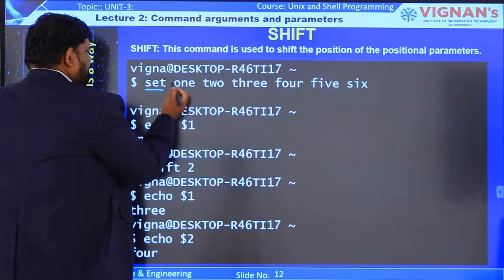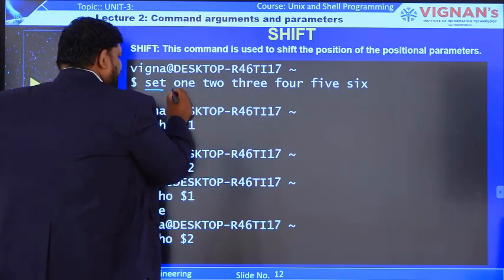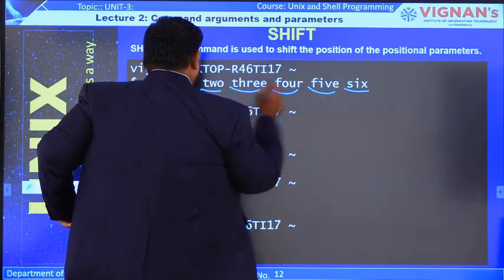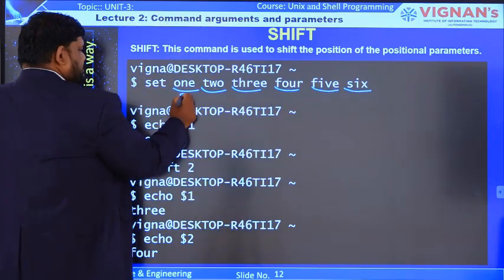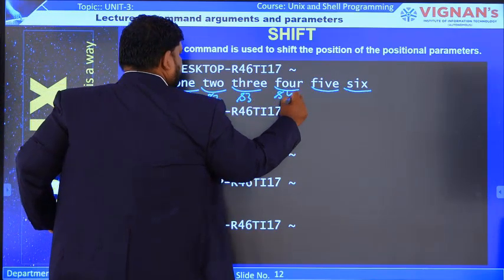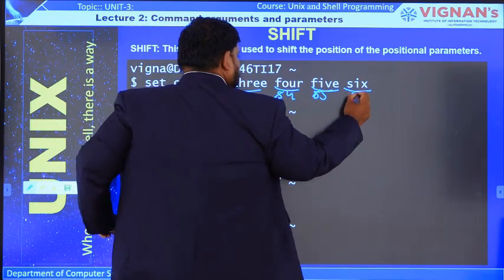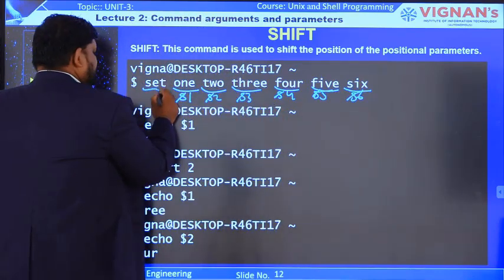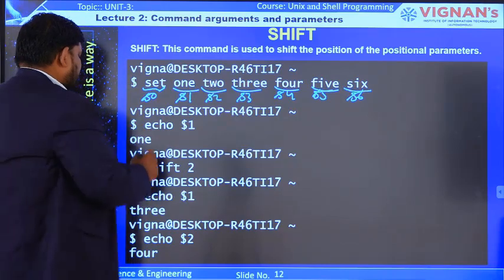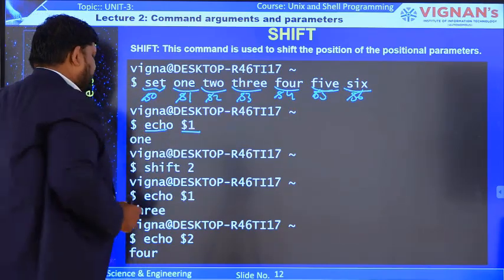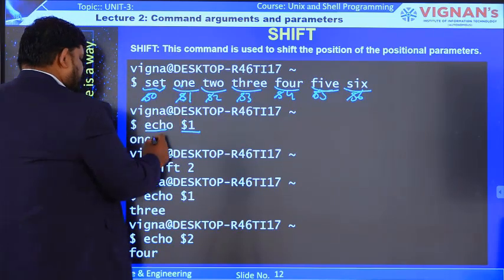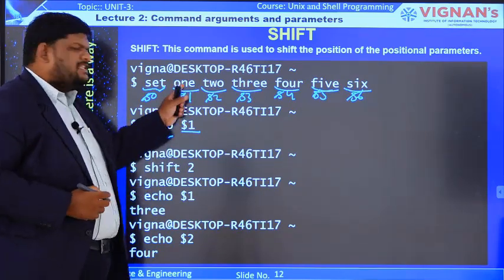We know that with the help of set, we assign the values for these arguments that we pass here. We know that these arguments are $1, $2, $3, $4, $5, and the last one is $6. Ultimately this is $0. After this, I am trying to access echo $1. We know that $1 contains 1, so the answer is 1. That means $1 contains the first argument.